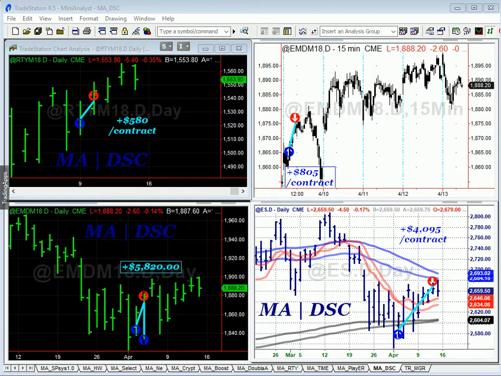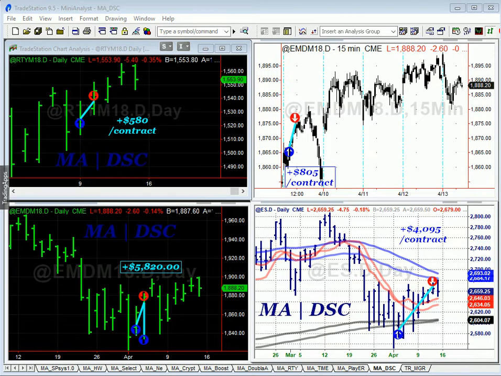The first thing we'll look at here is a chart of the market. This is the mini S&P 500 futures contract, which we just closed a big winner, another big winner in the DSC. We closed that yesterday for a gain of $4,095 per contract. Now this was an OMT DSC trade that we put in right here last week on the 3rd. And as you can see, we closed it out yesterday.